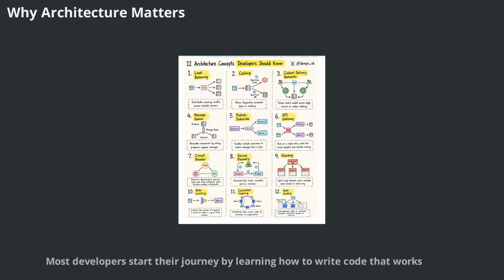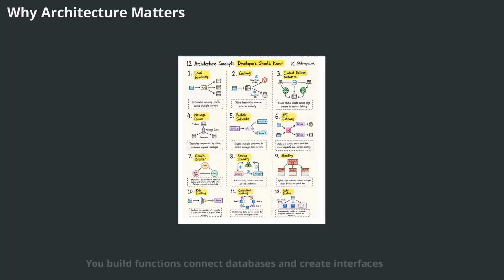Most developers start their journey by learning how to write code that works. You build functions, connect databases, and create interfaces, celebrating every time your application responds correctly to a click or request. But as your systems grow, you quickly realize that correctness alone isn't enough. What works for 10 users might collapse under 10,000. A perfectly coded API can become unreliable if a dependency fails, and a fast database today can be tomorrow's bottleneck.